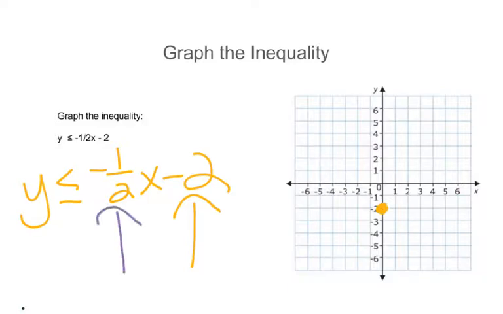Here is my slope. My line is going to be going downhill because my slope is negative. I'm going to do the pattern of down 1 over 2, and I'm going to keep doing that pattern. I'm going to go in the other direction as well, and my line is going to go downhill.